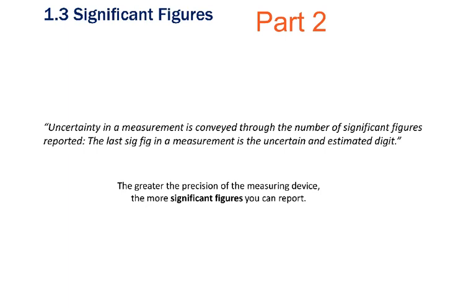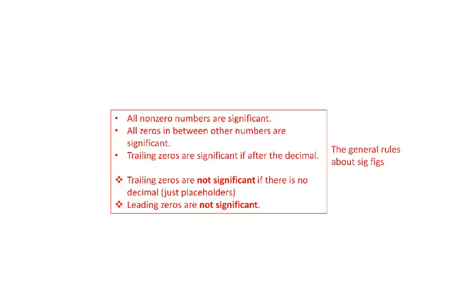So now we're going to jump right into looking at rules to determine the number of significant figures. Here is a summary of the rules. We're going to walk through these one by one and then take some examples and put it to practice. The first one is, all non-zero numbers are significant.